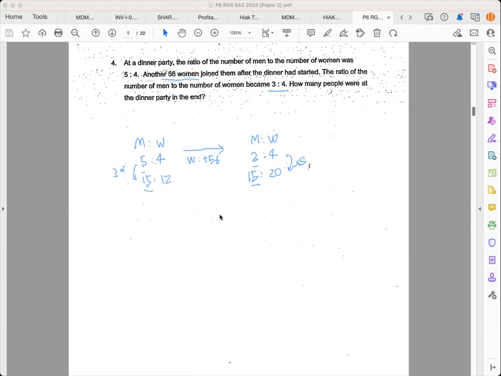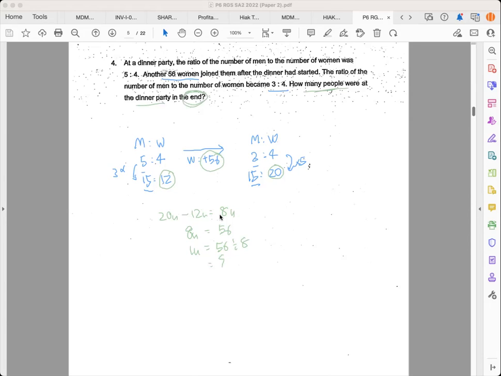Now we can see that the women have increased from 12 units to 20 units. So 20 minus 12, the women have increased by 8 units. 8 units has to be equal to 56. 1 unit is equal to 56 divided by 8, which is 7.